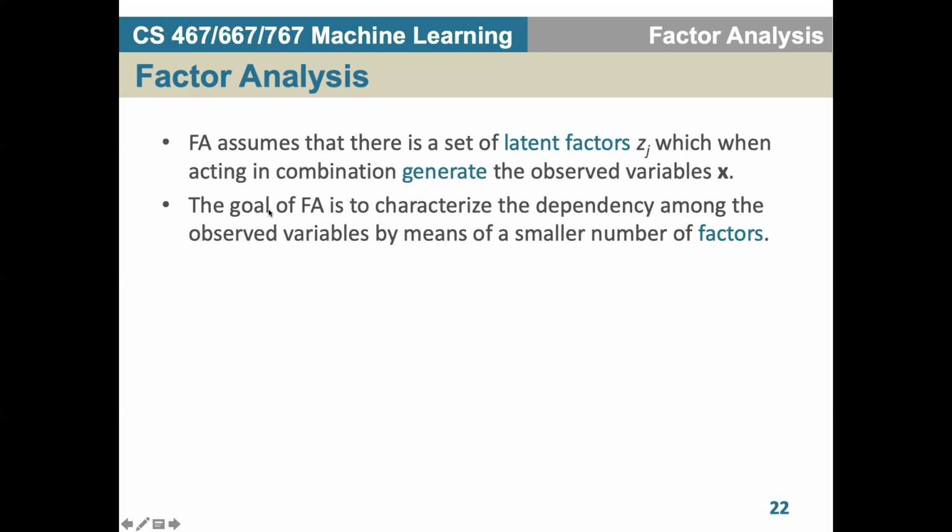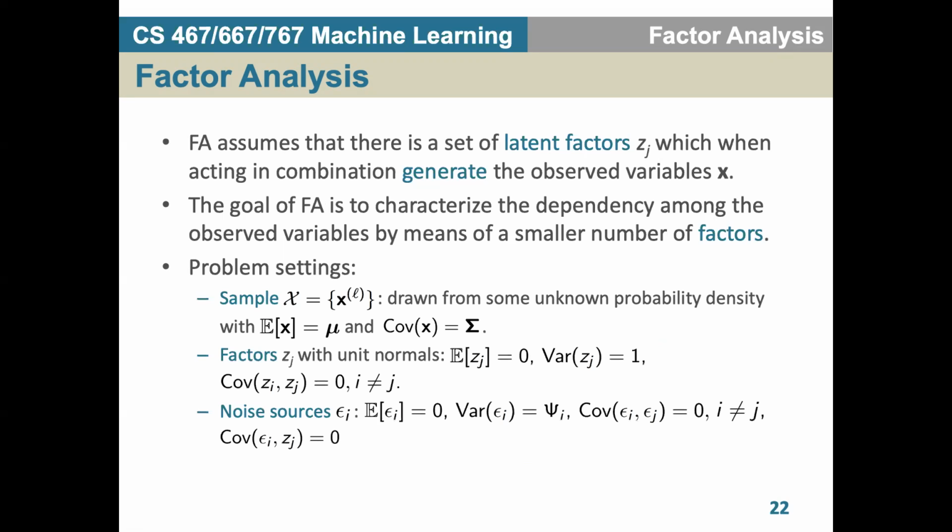And the goal of FA is to characterize the dependency. So usually it's not for dimension reduction. We will explore later, okay? Among the observed variables by means of a smaller number of factors, right? If you have 1,000, but actually they can be described by only 10 factors.